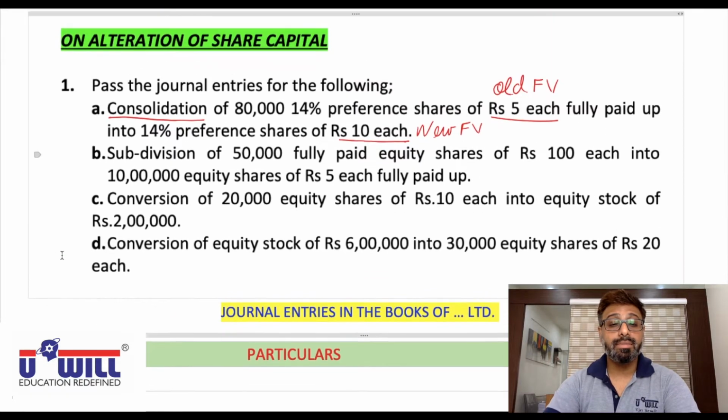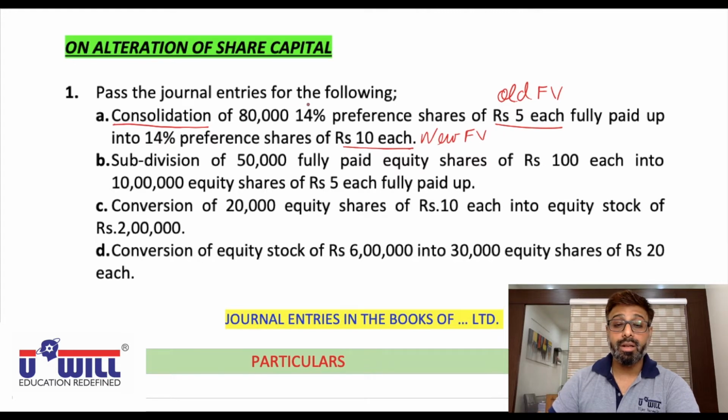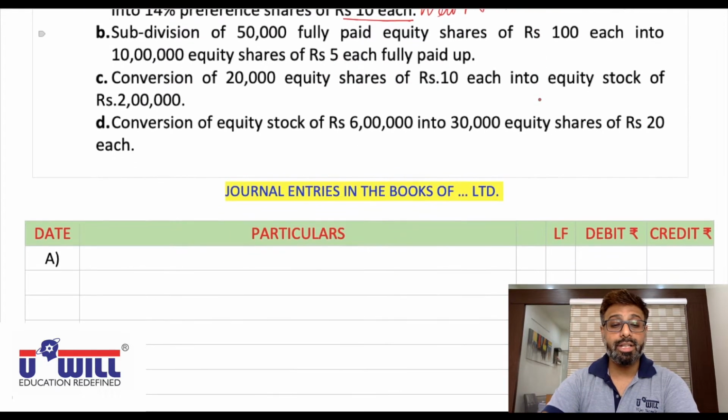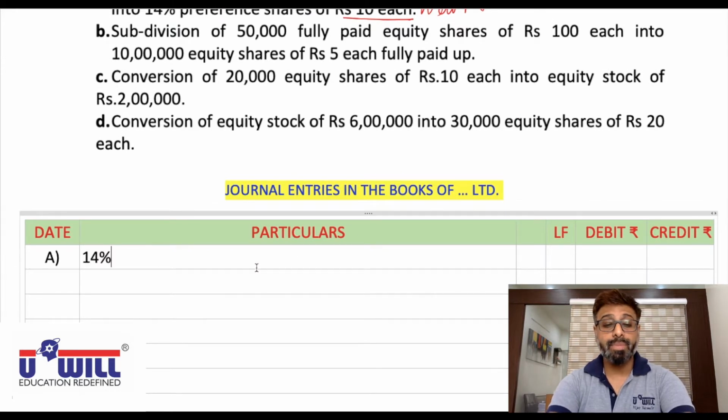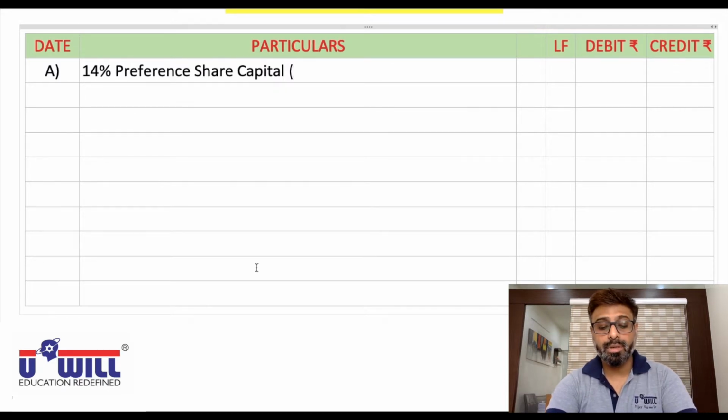So as we discussed, share capital with old face value account debit. Now which share capital? Be careful. 14% preference share capital. And what is the old face value as we discussed? 5 rupees. So all of you write down in the journal entry 14% preference share capital, in bracket old face value is rupees 5 account debit.